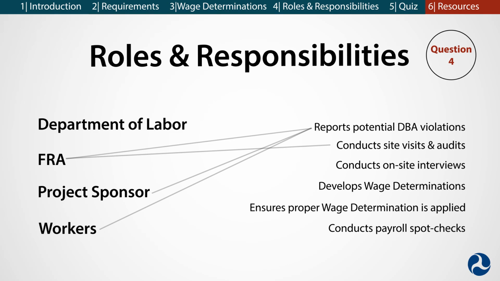And who conducts on-site interviews? The project sponsor or its delegated agent is responsible for conducting on-site interviews with laborers and mechanics. Who develops wage determinations? Correct. The Department of Labor develops wage determinations based on locally prevailing wages. And who ensures that the proper wage determination is applied? Absolutely. As the grant or loan-making agency, the Federal Railroad Administration ensures that the correct wage determination is set. And last but definitely not least, who conducts payroll spot checks? You've got it. The project sponsor is responsible for conducting payroll spot checks.